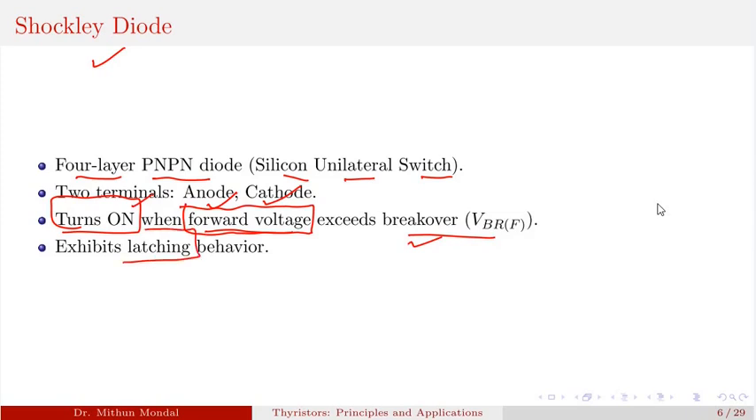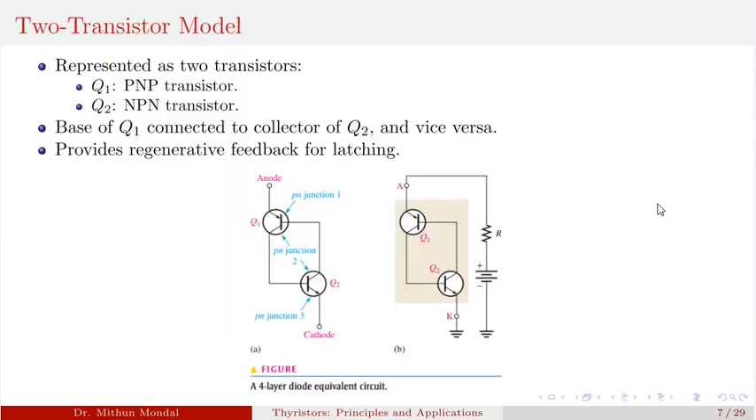It exhibits the latching behavior. Now, what is the meaning of latching behavior? It is basically the turning on of the thyristor and remaining in the on state.